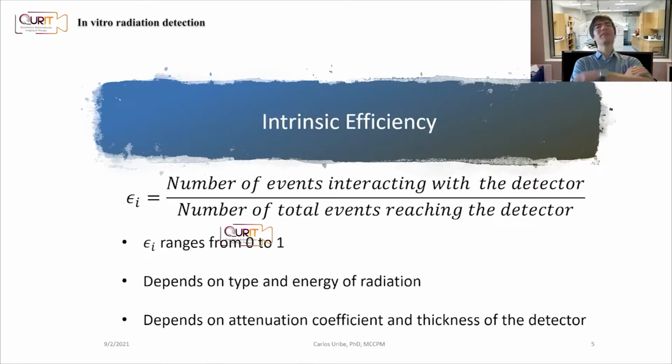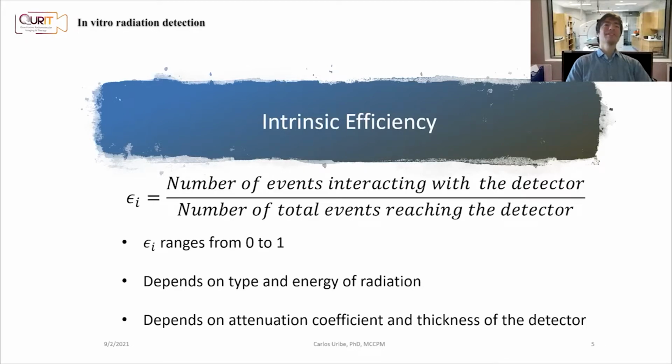So let's start talking about intrinsic efficiency. We define intrinsic efficiency as the number of events that interact with the detector divided by the number of total events reaching the detector. So again, you have a source. This source emits many particles. Some of them make it to the detector. We're going to count only the ones that make it to the detector. And from those that actually make it, we want to see what's the fraction that actually interacts in the detector. Some of those can just go straight without interaction. We want to see how many of those interact.